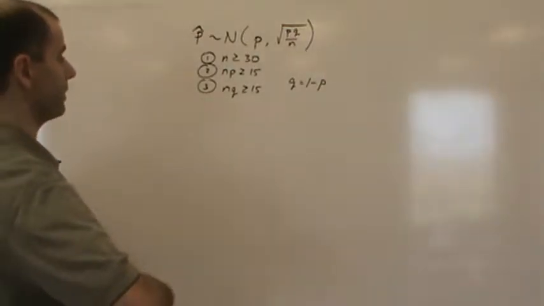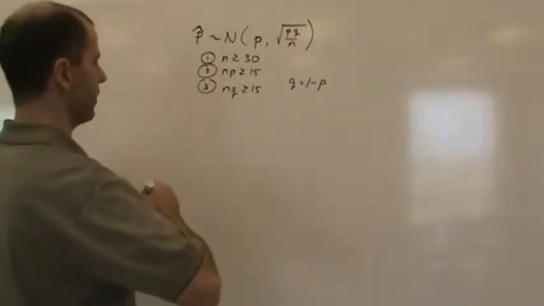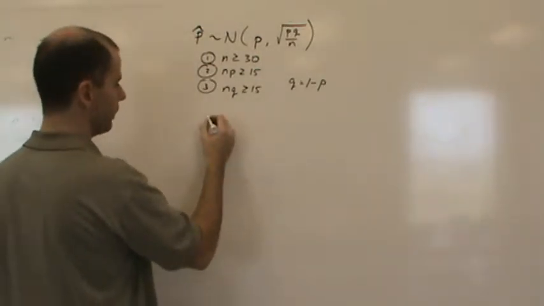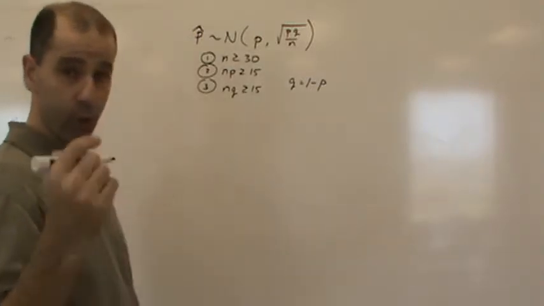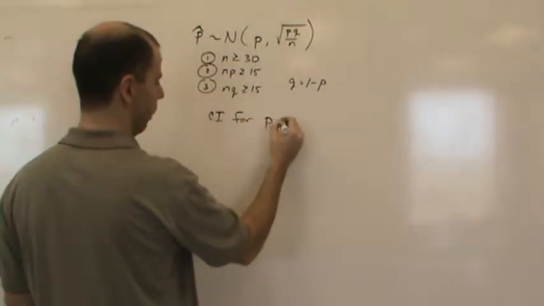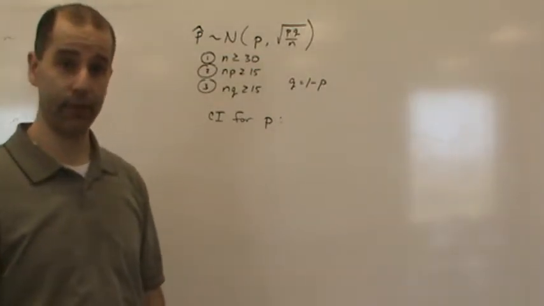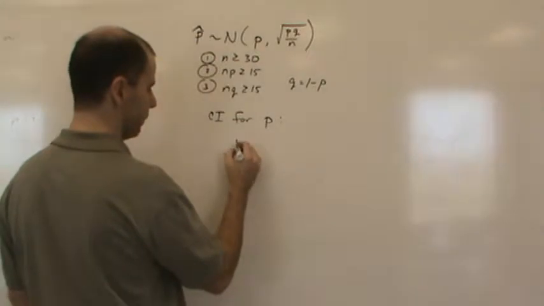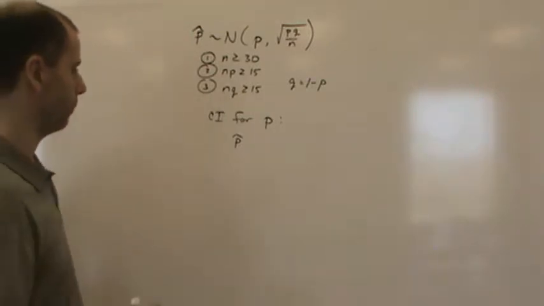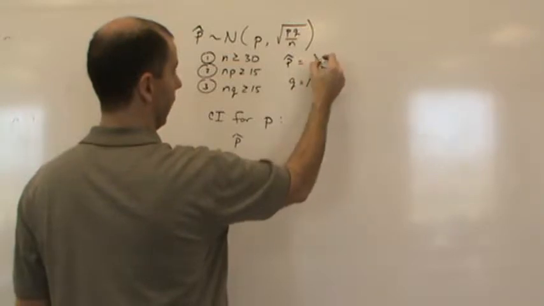Now, if we do have these conditions met, then we can assume that p hat is approximately normal using the central limit theorem. And now we can use this formula for the confidence interval. So, the confidence interval for p. Now remember the two pieces, the anatomy of a confidence interval. You've got the point estimate, and the point estimate in this case is going to be the sample proportion, which we denote p hat. So remember, p hat is equal to x over n.